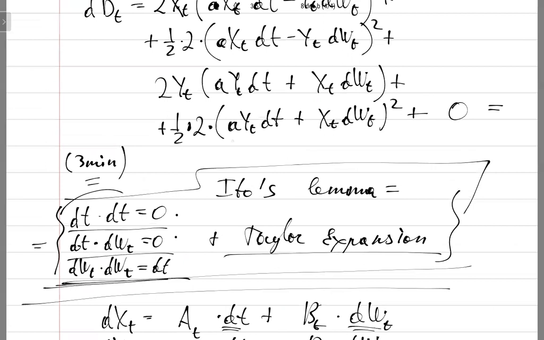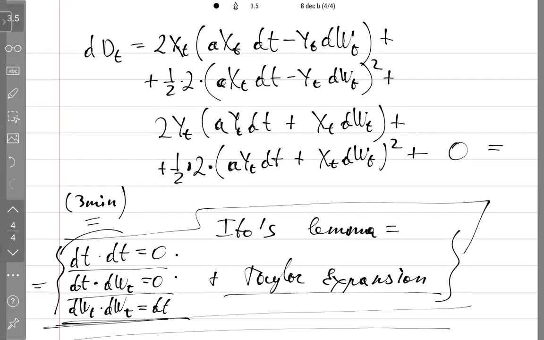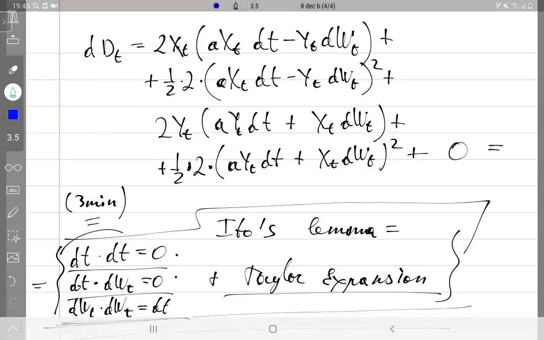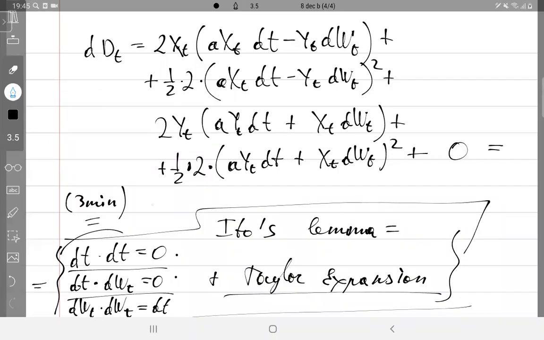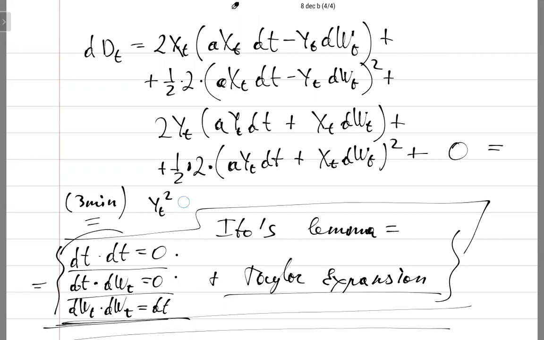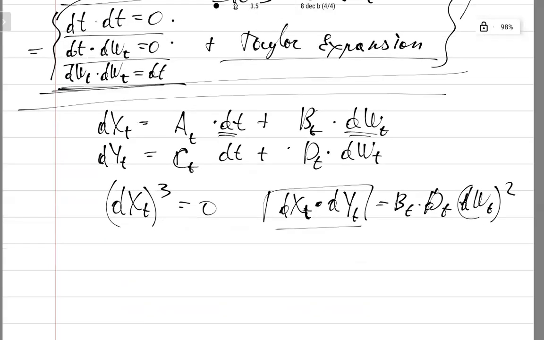Okay, so now you simplify, and what do you get after simplification? Once again: yt squared dt plus xt squared dt, plus 2a xt squared plus 2a yt squared, and that's all, times dt.